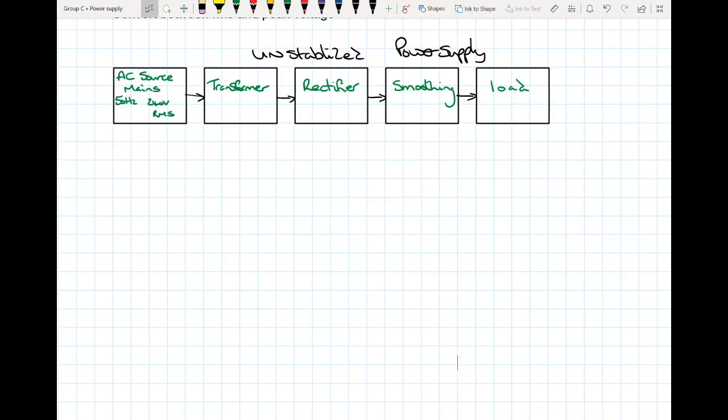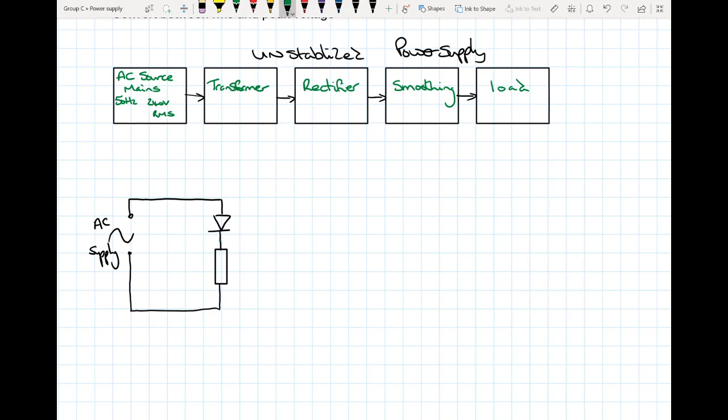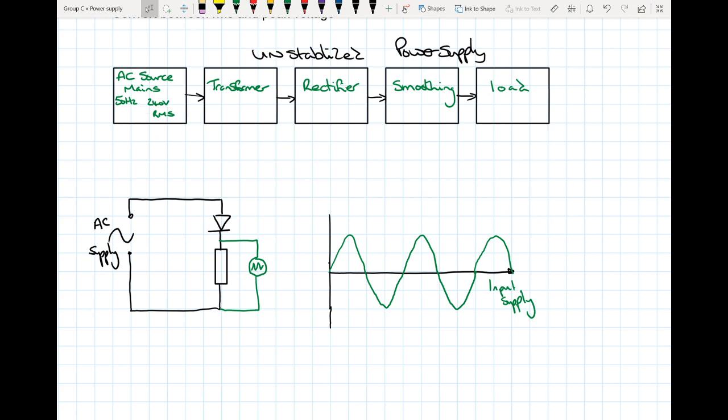So we're going to start off with our rectifiers, and we're going to start off with our single diode to make a half wave rectifier. A nice simple circuit, and it comes up quite a few times in electronics. So there we have the circuit, and all we're going to do is have a look at the signal that we've got across our resistor. So there I've drawn my input supply.